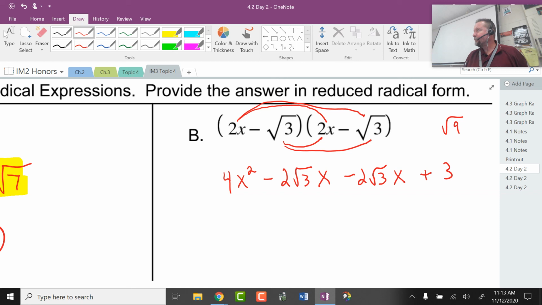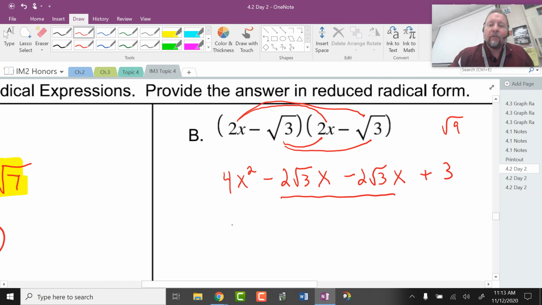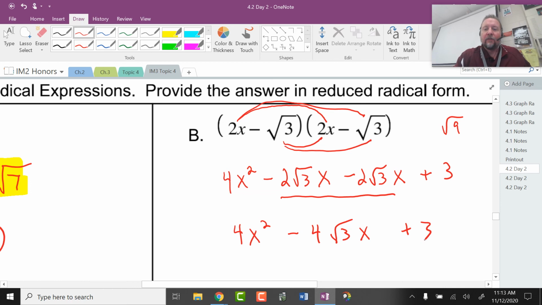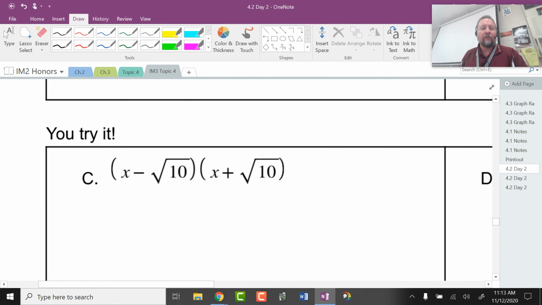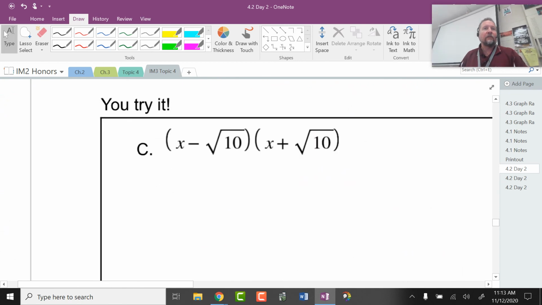Any like terms here? What does that become? Yeah, when you add those two. You're right. Don't mean to cut you off there. Yeah, you could say -4 root 3x. Yep, you're right. So nothing happens with the root 3 or the x, but the -2 and the -2 get added together. All right. So this is kind of an ugly one. Just do the operation and make sure you know how to work with the radicals. So that does end up working out pretty good. We won't do that one, but we will do this one. This is a little different.